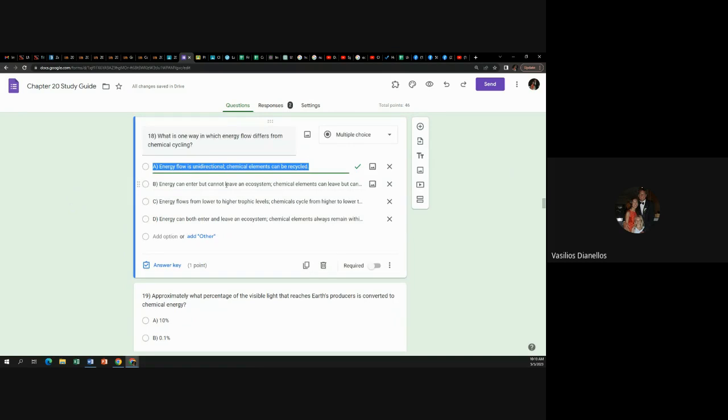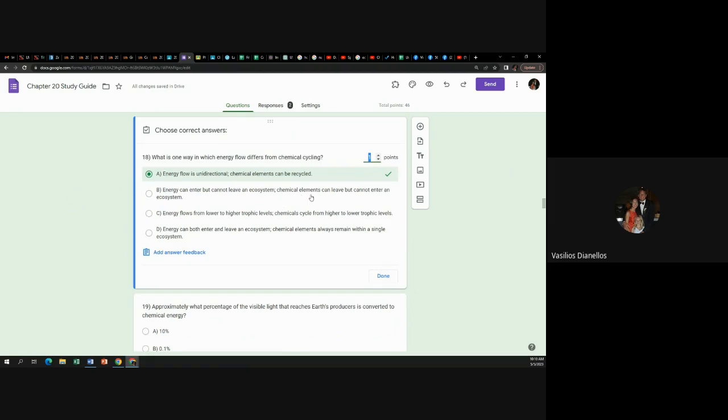Energy can enter but cannot leave an ecosystem. That's not even true. I won't even read the rest of it. Energy flows from lower to higher trophic levels. Okay, we're on to something here. But cannot enter. A chemical cycle from higher to lower. So that part's not true. So the first part of C is true, the second part is not true. So D, energy can both enter and leave an ecosystem. True. Chemical elements always remain within a single ecosystem.